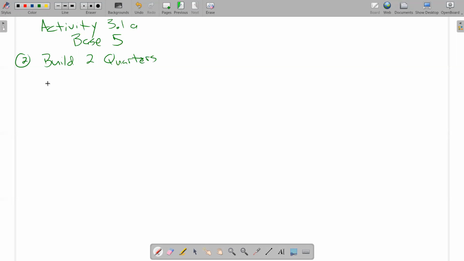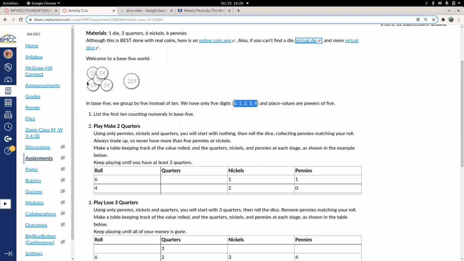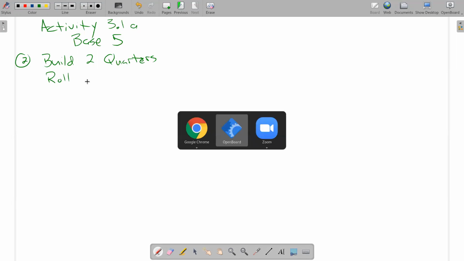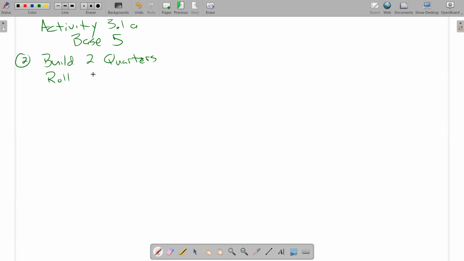What I want to keep track of is the roll, and quarters, nickels, and pennies. That's it. I'm putting them in this order because that's the way we write things down in base 5. Bigger place value goes to the left. So quarters, nickels, pennies. And every time we roll, I'll make a new row.